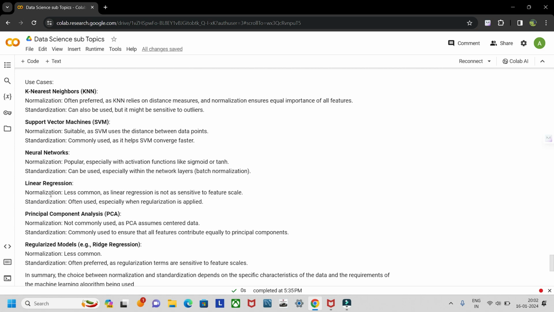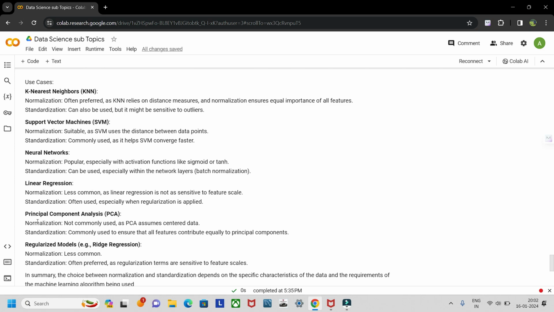In case of linear regression, normalization is less common as linear regression is not as sensitive to feature scale, but standardization is often used with linear regression, especially when regularization is applied. We will learn these concepts in the upcoming videos: what is regularization, what are different techniques used, what are activation functions. I will try to cover those.